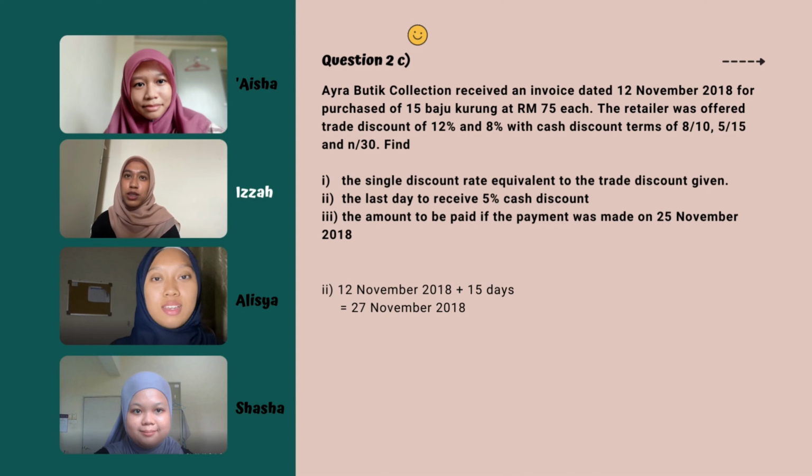For question number 2, the last day to receive the 5% cash discount. The information given is the cash discount terms: 8% within 10 days and 5% within 15 days. The invoice that Ira Boutique Collection received is dated 12 November 2018. To get the 5% cash discount, we have to add 15 days, because the 5% is for 15 days, not 10 days. For the 10 days, we only get 8%.